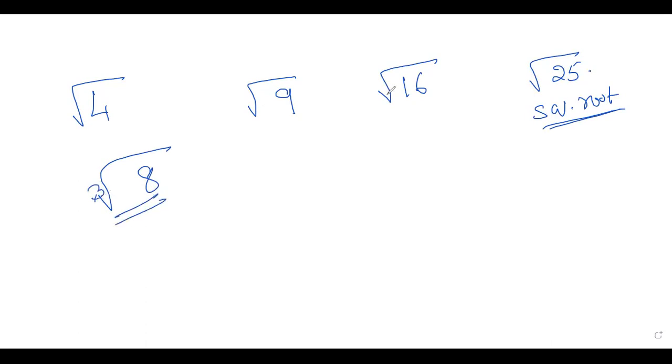Understood? Now for square root we don't mention 2, that means it is understood, we should know it is square root. But if we write 3 here, that means it is cube root. Okay? Write cube root of 27. Cube root of 125. These are cube roots.